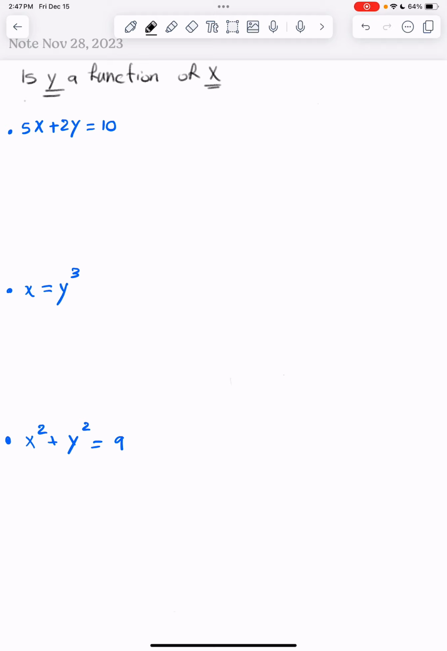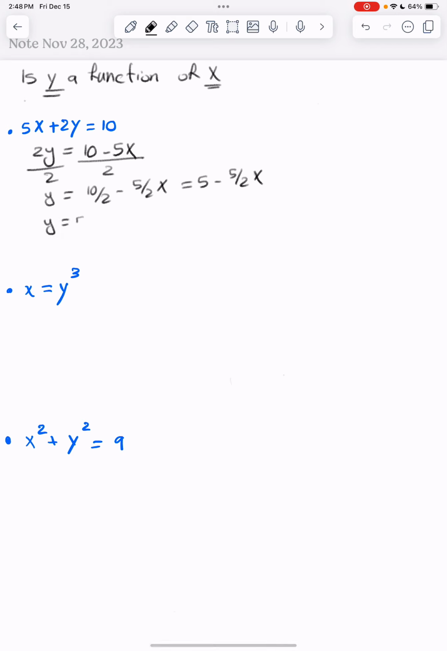Now let's solve this one. To solve that, I'm going to take the 5x to the other side of the equation, and the rule says that you have to flip the sign, right? Here we just divide both sides by 2. y is 10 over 2 minus 5 over 2x, right? You can do that, and then 10 over 2 is obviously 5. So this is our function: y equals 5 minus 5 over 2x.